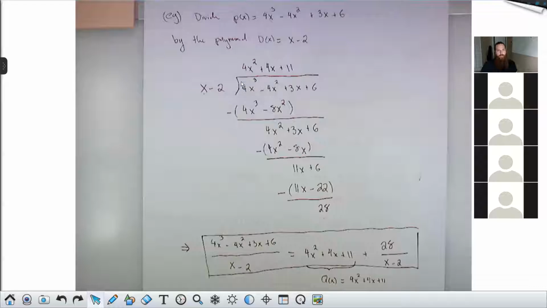You can think of this block as being one step, and that one step gave us this. This block is one step, and that block came from this. This block is one step, and this block came from this. Once the thing you get here has degree less than the degree of your divisor, you're done. The degree of my divisor here, x minus 2, is 1. So I know I'm done when I get a term here of degree 0. A constant is a polynomial of degree 0.